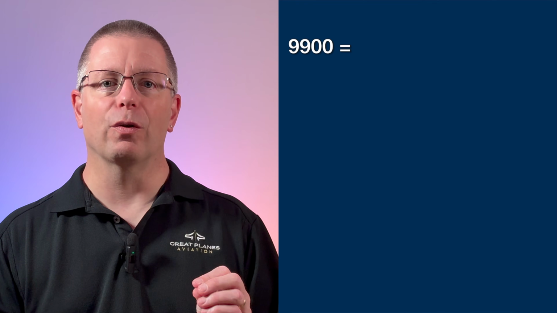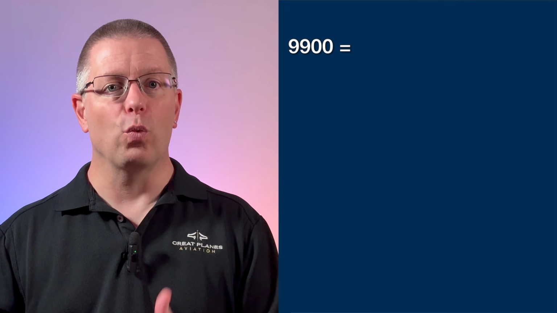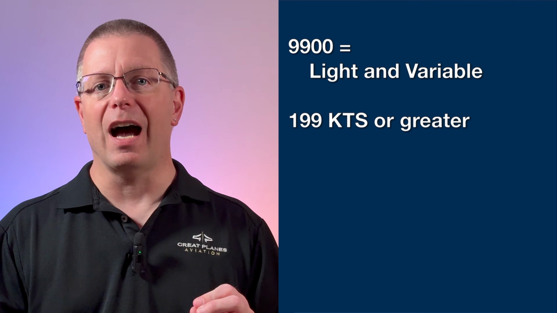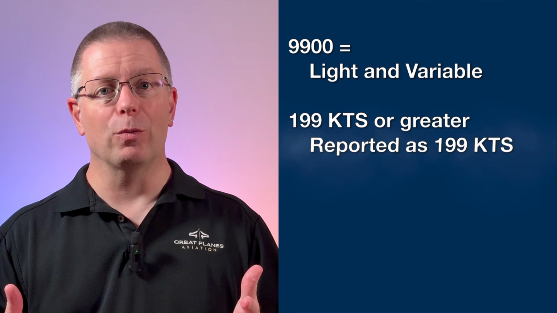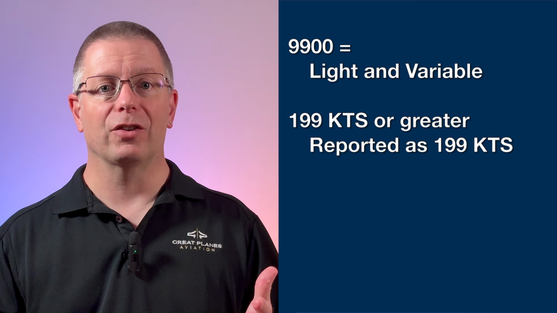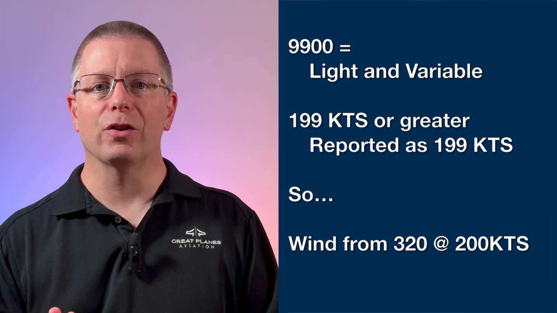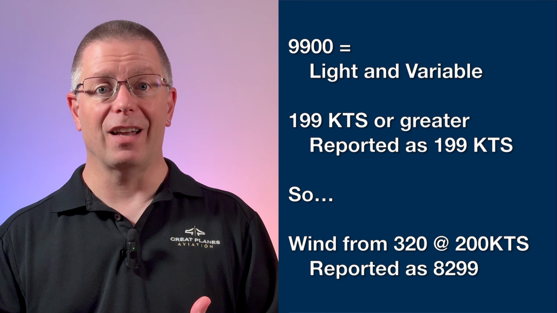Now, to make things even more confusing, if you see a forecast that consists of 9900 with a temperature, that means the winds are light and variable. And if winds reach 199 knots or greater, the speed is simply reported as 199 knots. So a 320-degree wind at or above 200 knots would appear as 8299.